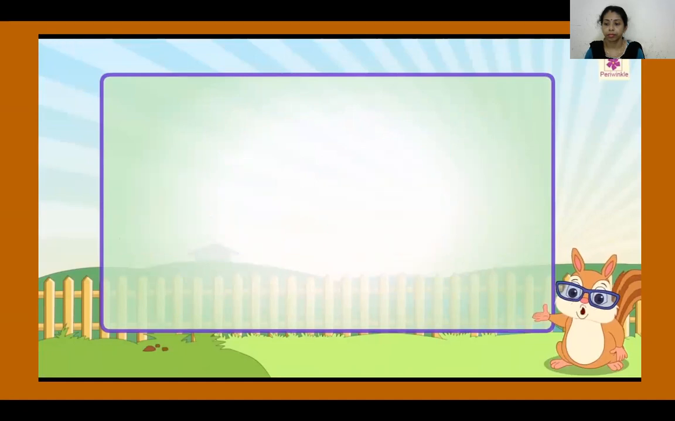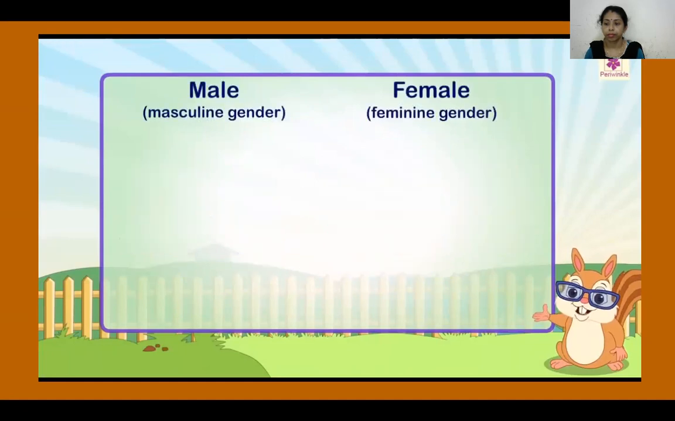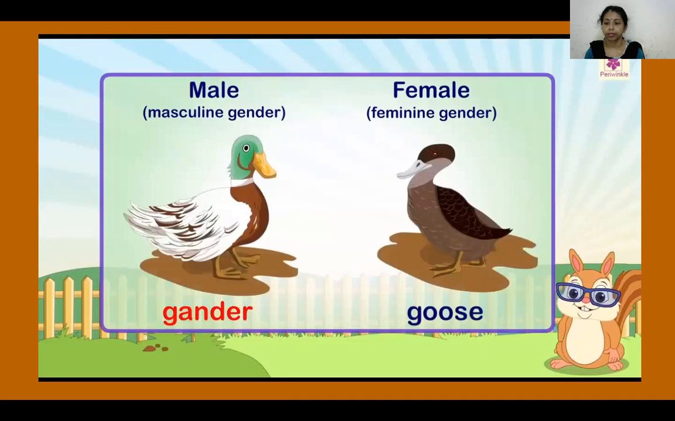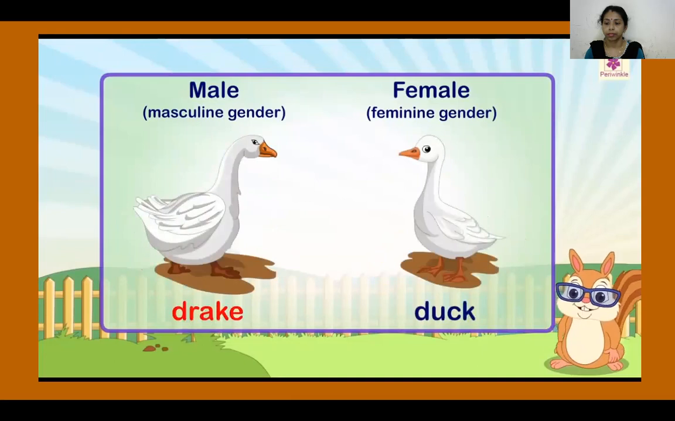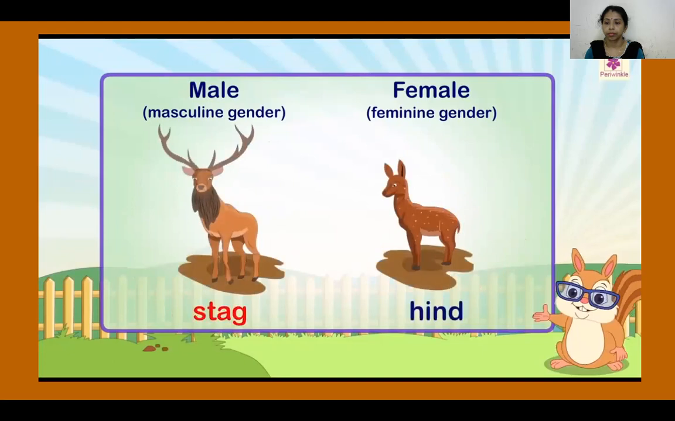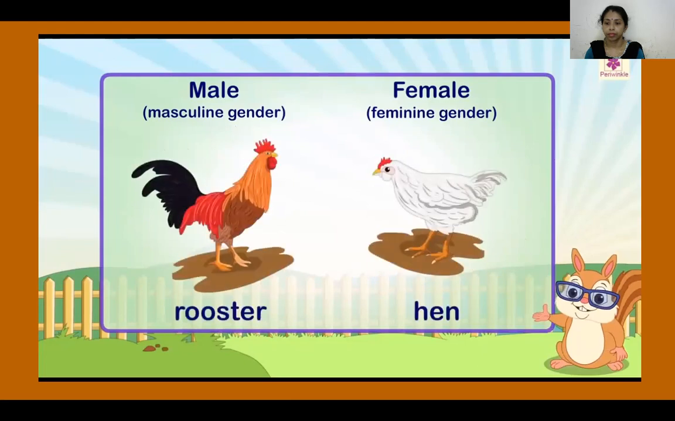Let's look at the names of the male and female animals of the same species. Fox, vixen, gander, goose, drake, duck, ram, ewe, stag, hind, rooster, hen.